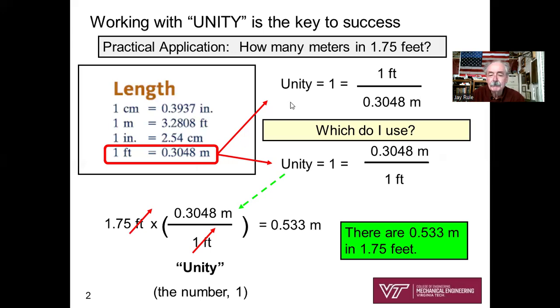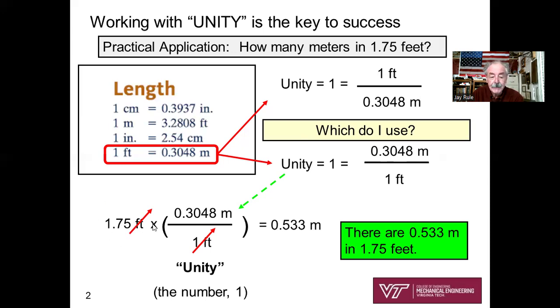Based on my Working with Units video, remember, how do we turn this conversion statement into unity? We just take 1 divided by the other. So unity, 1, is 1 foot divided by 0.3048 meters. Or similarly, unity is 0.3048 meters divided by 1 foot. So which do I use in problem solving? Well, I've got feet and I know I've got to cancel feet out. So pretty clearly, I'm going to use this expression for unity in my, let's say, homework problem.